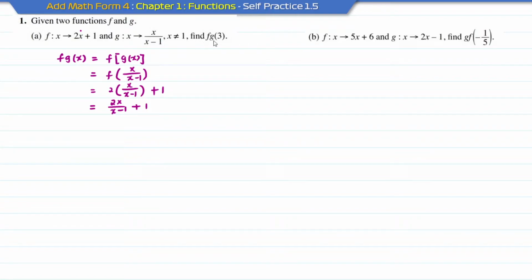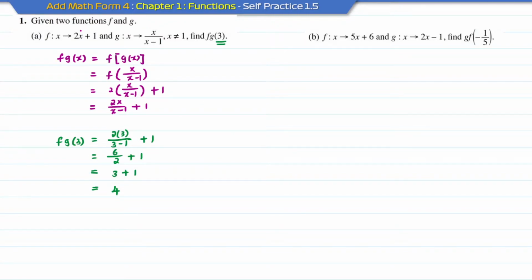In this question, it's already stated that the object is 3, so we want to find the image of it. What we are going to do is substitute the x that we have here with the number 3. So 2 bracket 3 over 3 minus 1, plus 1. This will give 2 times 3 is 6, and 3 minus 1 is 2, plus 1. I can simplify it, so it becomes 3 plus 1. Finally you have the answer of 4. So that is question A.